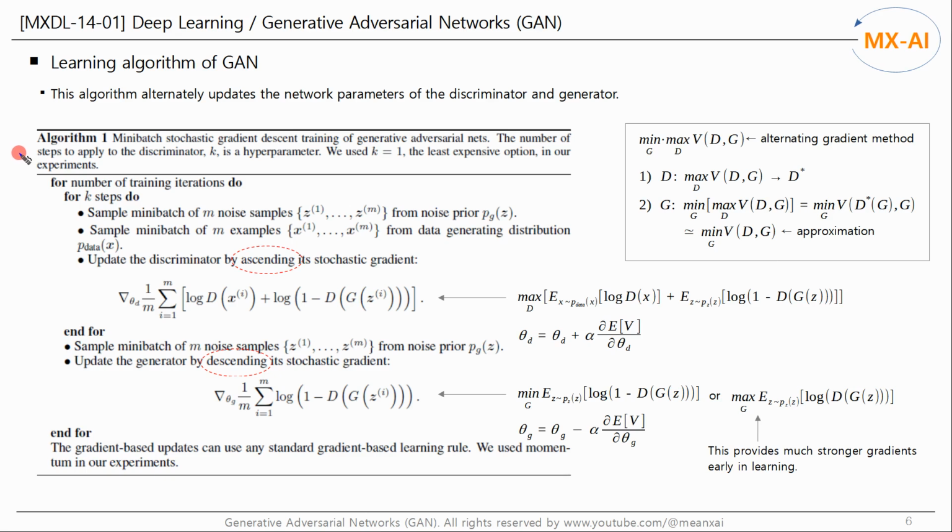Now that we know about the loss function of GAN, we can easily understand Algorithm 1 presented in the paper. This algorithm alternately updates the network parameters of the discriminator and generator. Sample a mini-batch of M noise samples Z from the noise prior P Z. Sample a mini-batch of M examples X from the data distribution P data.